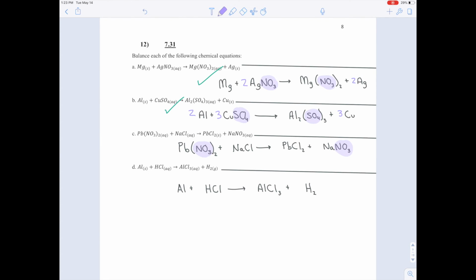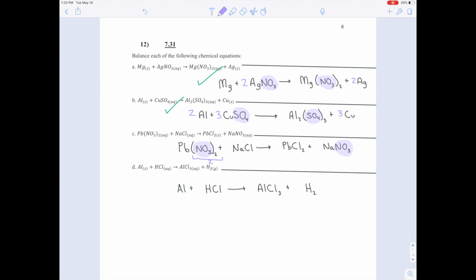Nothing is by itself, so we're not going to leave anything last. We can just work from left to right. We have 1 lead on the left, 1 lead on the right. Remember, Pb is lead. It shares a root with the word plumbing, because lead used to be used by the Romans for their plumbing. It's a very soft metal that you can hammer into pipes very easily. So the leads are balanced.